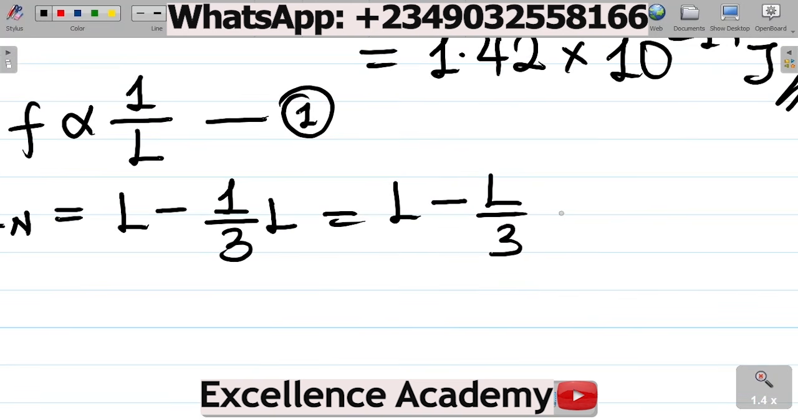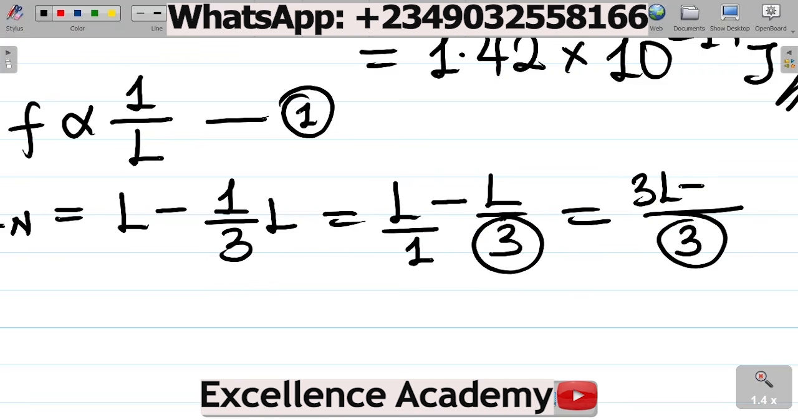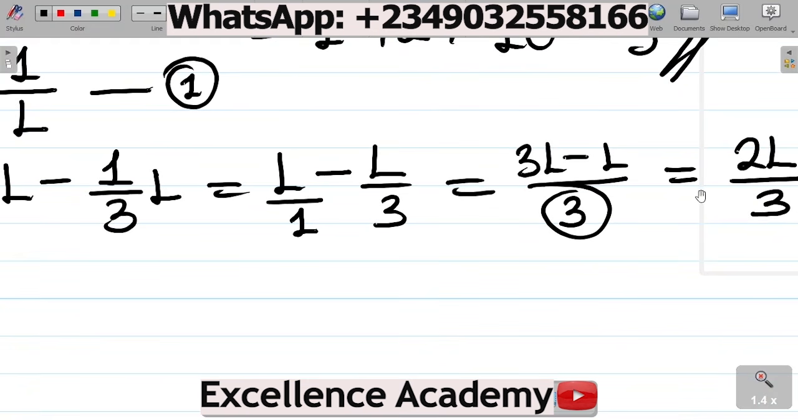If you do L minus L/3, of course, my denominator here is 1. So my LCM of 3 and 1 is 3. 3 divided by 1 gives you 3, 3 times numerator, 3 times L gives you 3L. So you have 3L minus 3 divided by 3 gives you 1, 1 times numerator, 1 times L gives you L. So this is equal to 3L minus L gives you 2L all over 3. All right, so the new length is actually 2L/3.